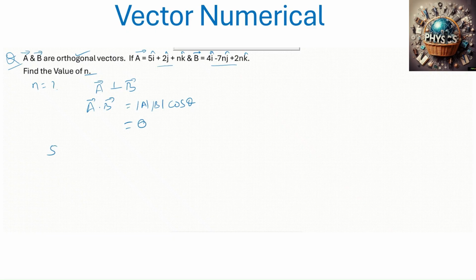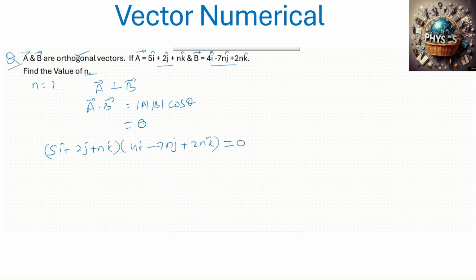So in this case, let's do the dot product of these two vectors: 5i plus 2j plus nk dot 4i minus 7nj plus 2nk. I put the cap everywhere. These are the unit vectors denoted by caps. And this dot product is equal to 0.